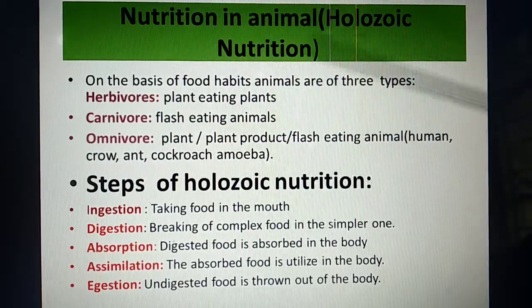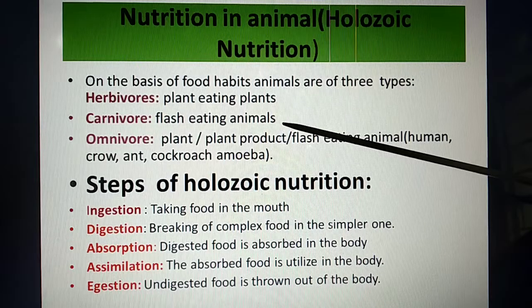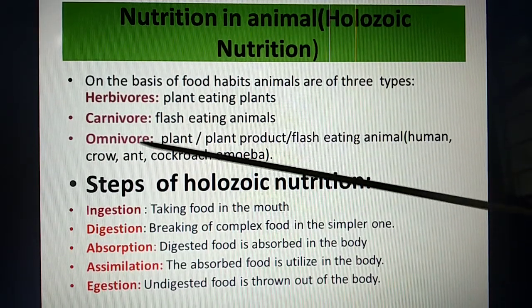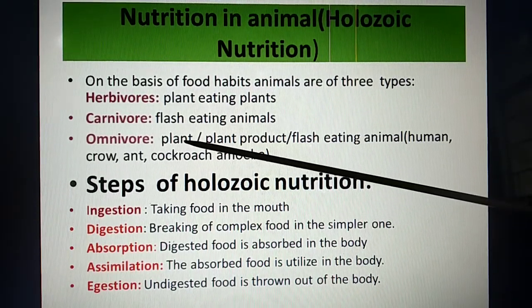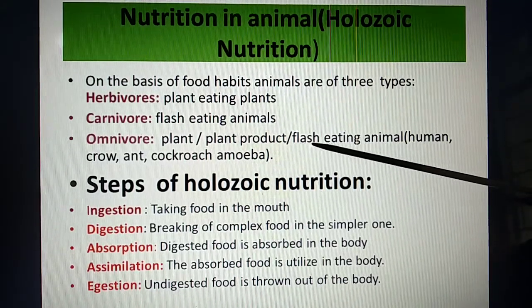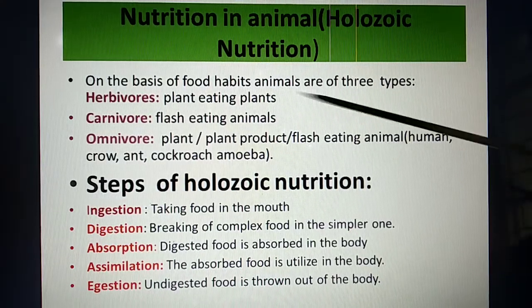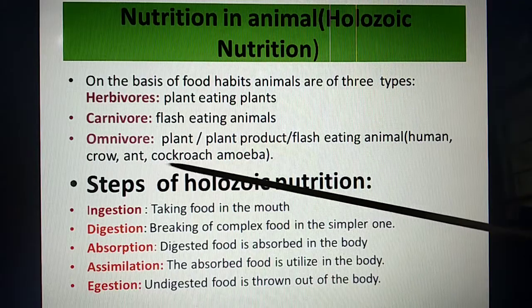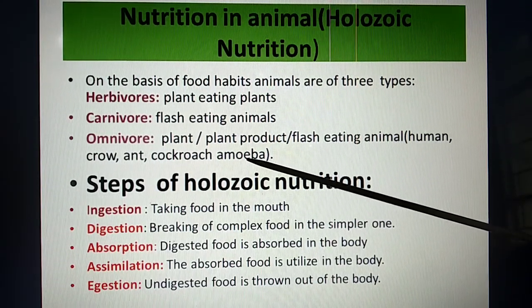Then the third example, you all know about it. So many examples are there: carnivore, lion, tiger, and jackal, cat, etc. Now see next, omnivore. They eat plants, plant products, or they can also eat flesh. They can eat all things. That type of animal is called omnivores. Examples are humans, crow, ant, cockroach, amoeba. These all come in the category of the omnivore.